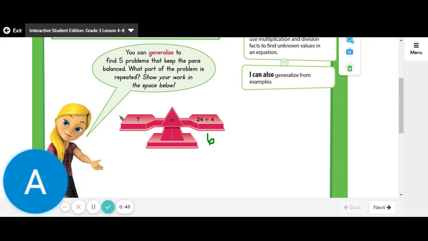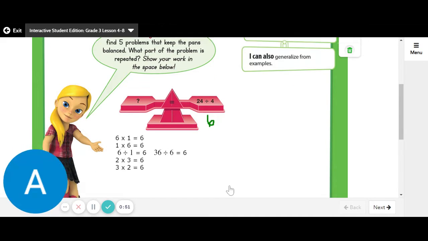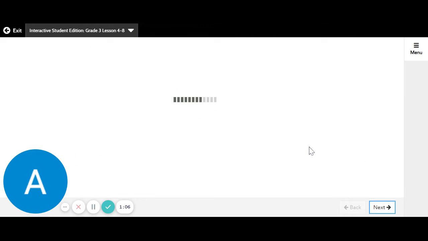So they want you to write 5 problems that can be multiplication or division that would equal 6. Please pause the video, and then when you're ready to check, I'll have some examples of what equations you may have used. Some examples of what you may have had that would equal 6: 6 times 1 is 6, 1 times 6 is 6, 6 divided by 1 is 6, 36 divided by 6 is 6, 2 times 3 is 6, 3 times 2 is 6. So any of these that would equal 6 would work. Let's look at our next page.